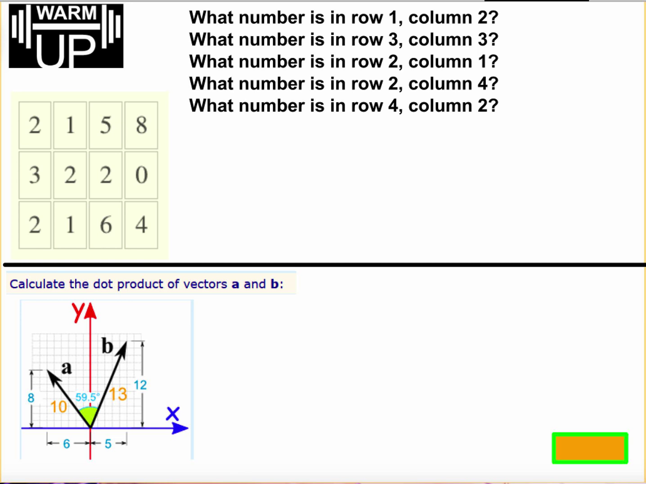All right, so now that you've tried the problems, what number is in row 1, column 2? Hopefully you said that this was row 1, and if this is our second column, then we must be looking at 1. So let's put a 1 right here. What number's in row 3, column 3? Well, we'll go down to the third row, and we are in the third column here, so that's going to be 6.